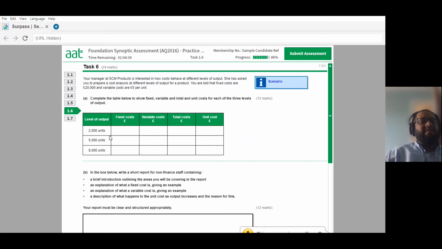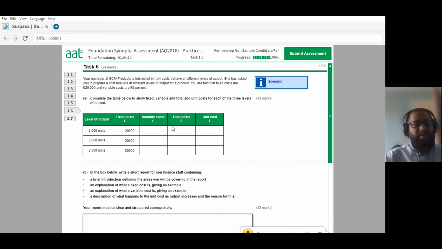So at any level of production, 2,000, 5,000, 8,000, your fixed cost is going to stay the same, £20,000, £20,000 and £20,000. So all three of them will remain the same, but the variable cost will be increasing now, the more units you produce. So here, £5 per unit.